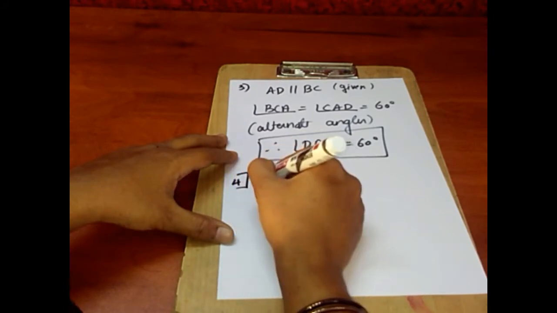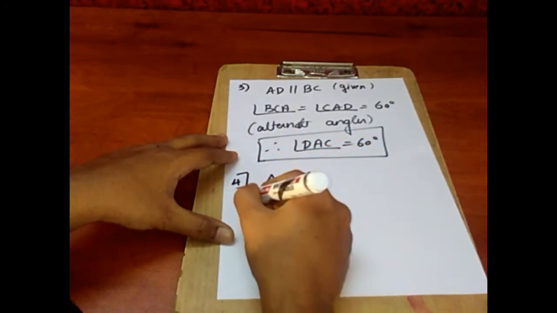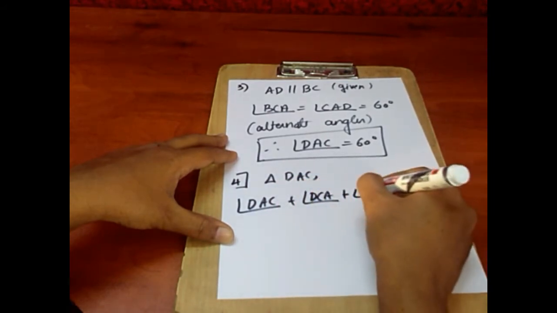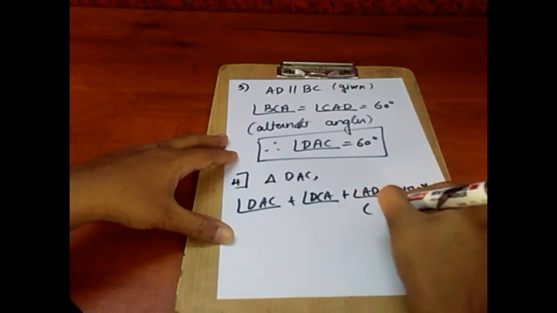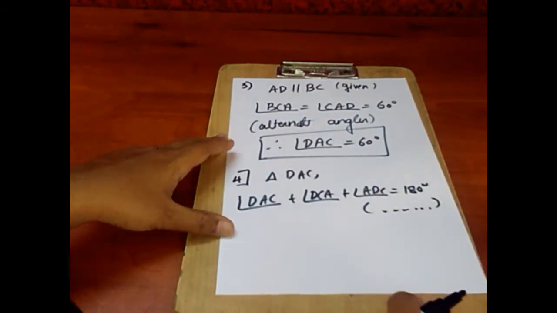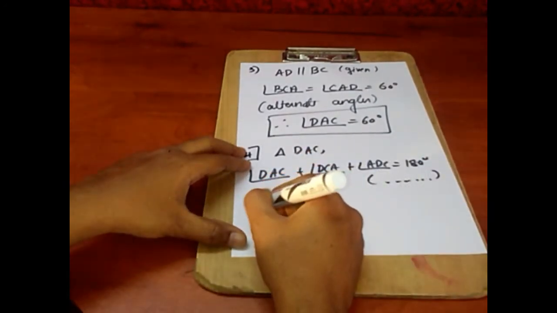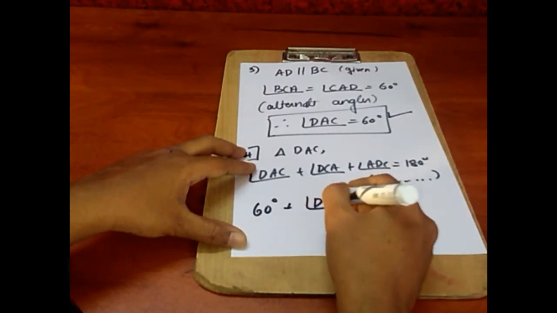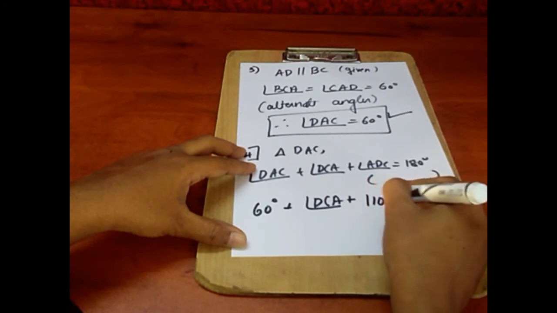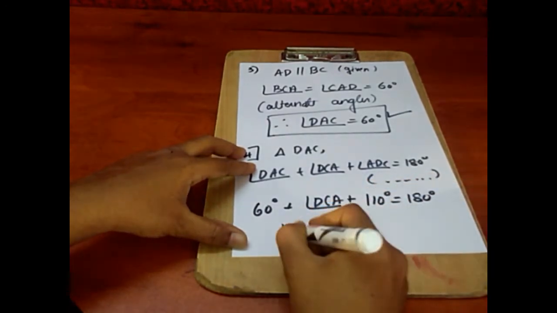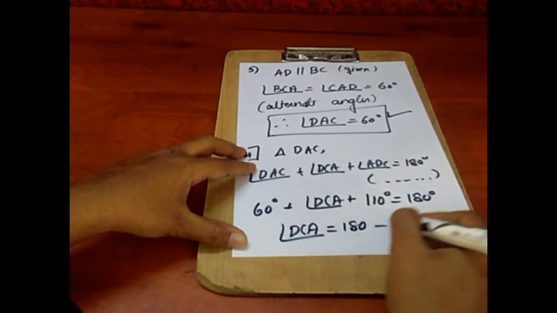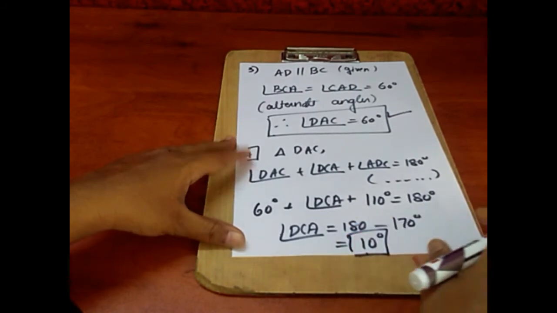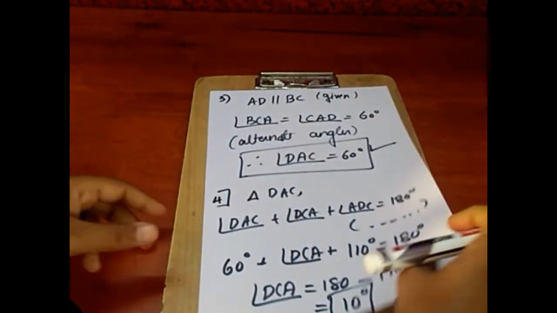Now, the fourth point, the last point: consider triangle DAC. Angle DAC plus angle DCA plus angle ADC is equal to 180 degrees. Reason: angle sum property of a triangle. So DAC is 60 degrees, we have calculated in step number 3. DCA has to be calculated, and measure of angle ADC is given as 110 degrees in the question. Hence, angle DCA is 180 minus 170. Measure of angle DCA is equal to 10 degrees. This is the solution for question number 6.